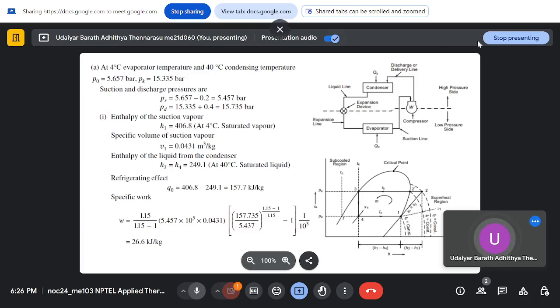At 4 degrees Celsius, your saturation pressure is 5.657 bar for R22, and similarly for 40 degrees Celsius, your saturation pressure is 15.335 bar, and the suction valve drop is given as 0.2 bar. So essentially your compressor inlet is at 5.657 minus 0.2, which gives you 5.457 bar. So this is your inlet pressure or suction pressure, and then the discharge pressure is your saturation pressure plus the valve pressure drop. So in suction it's negative, you have to reduce it, and in discharge you have to add.